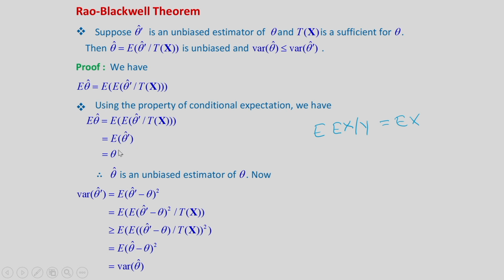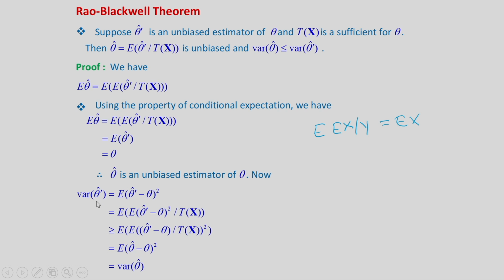And this is unbiased, therefore it will be equal to theta. Therefore, E of theta hat is equal to theta. Therefore, theta hat is an unbiased estimator of theta. So, we got the unbiased property of theta hat.